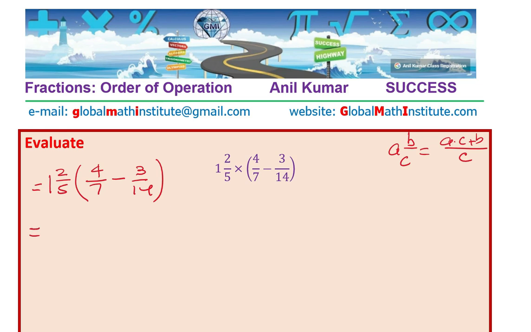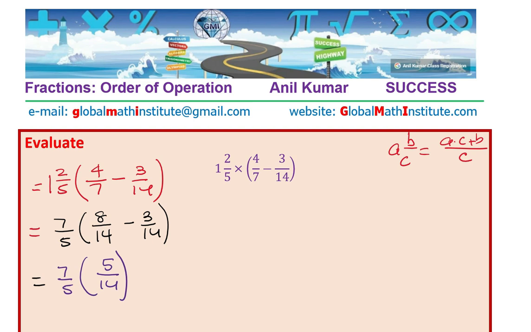So let's convert this to an improper fraction. 1 times 5 is 5 plus 2 is 7, so we get 7 over 5. Within the bracket, 4 over 7 minus 3 over 14. Now between 7 and 14, 14 is the common denominator. So to make it 14, I'll multiply the first term by 2. So we get 8 over 14. We already have 3 over 14 here, right? The common denominator being 14 now, right? So 7 over 5, 8 minus 3 is 5 over 14.